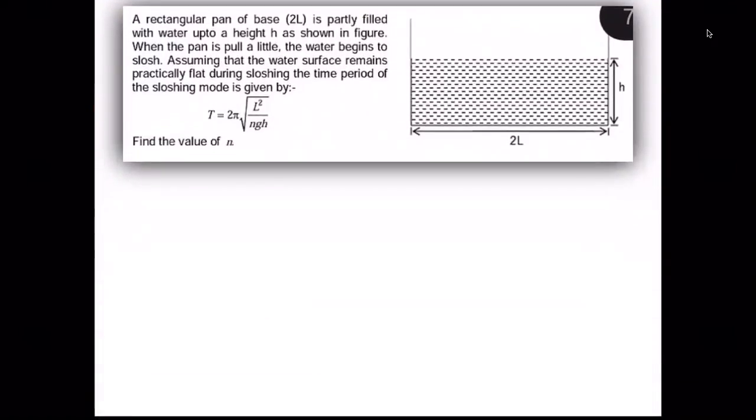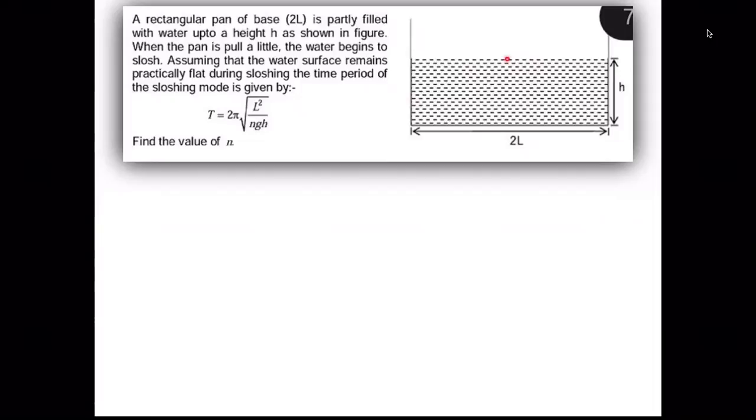So what we have in this question is a rectangular pan of base 2L partly filled with water up to a height h. So we have a rectangular tub which is filled to a height h with water as shown. When the pan is pulled a little, the water begins to slosh. So you're giving some kind of small disturbance and the water will begin to slosh.